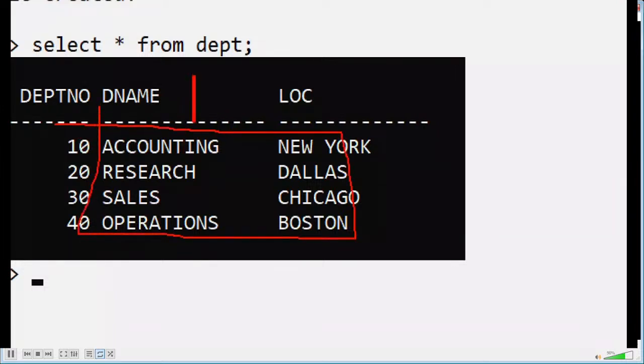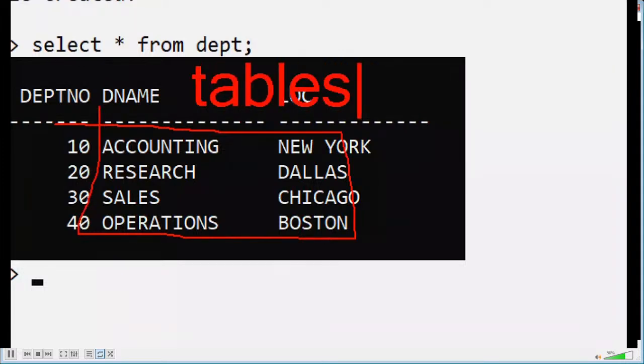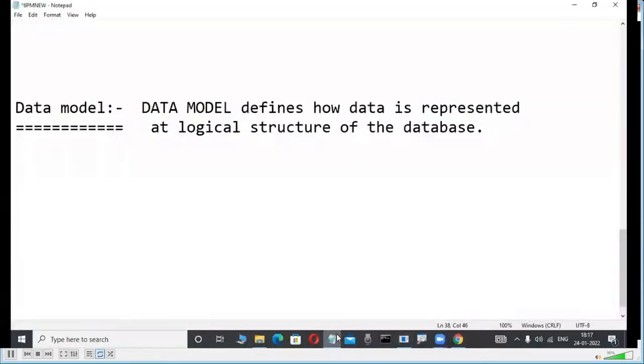Matrix means nothing but what? Rows and columns. Nowadays, that is also called two-dimensional tables. But before 1970, this data model was not there. Hierarchical data model, network data model, and some other data models were there. IMS and IDMS software were there in those days. So now we have different software, IDMS, IMS, these types of software.